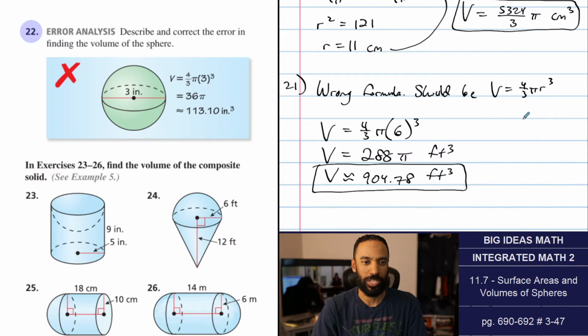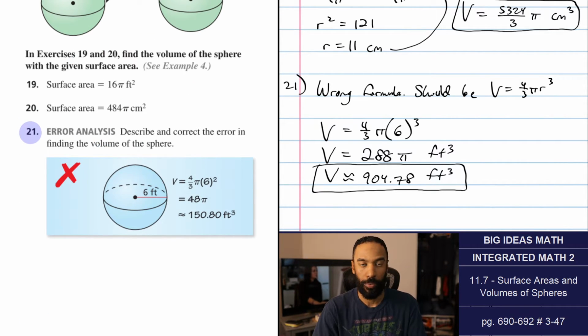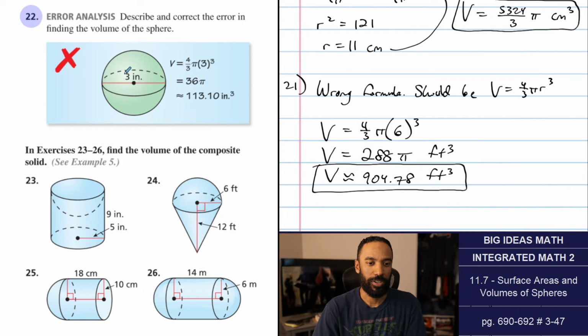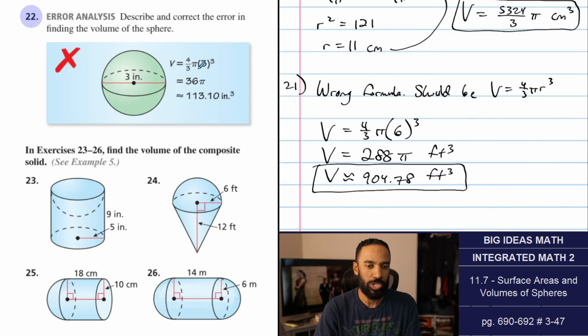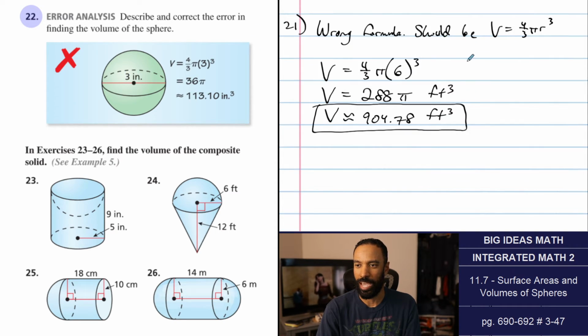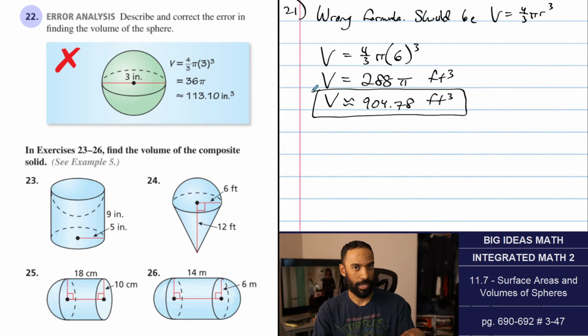Also error analysis. Describe and correct the error in finding the volume. Oh, did they ask for volume or surface area? Okay, they did ask for volume. Good. The volume of the sphere here. I'm already catching a mistake. They do cube this time, but what do they use? 3. 3 is not the radius. 3 is the diameter.